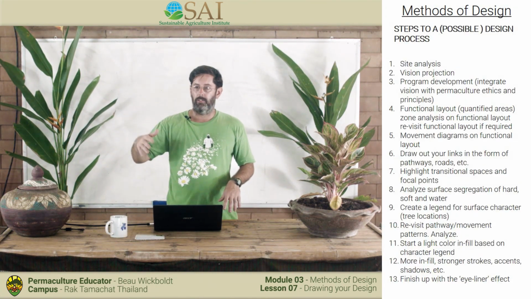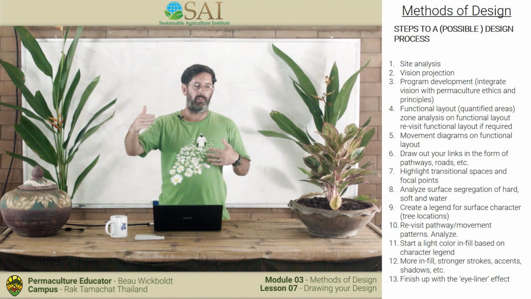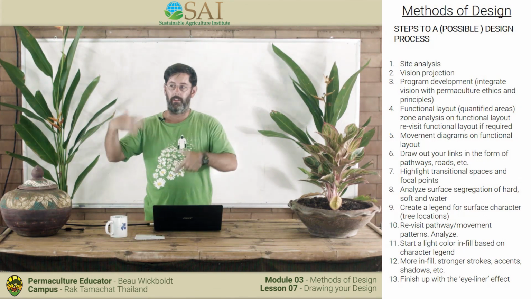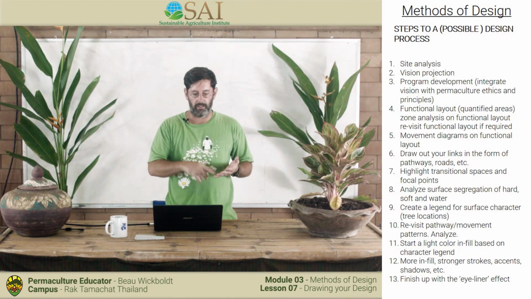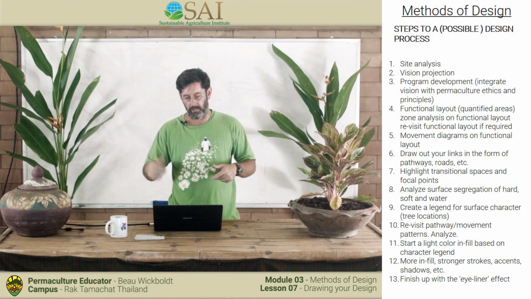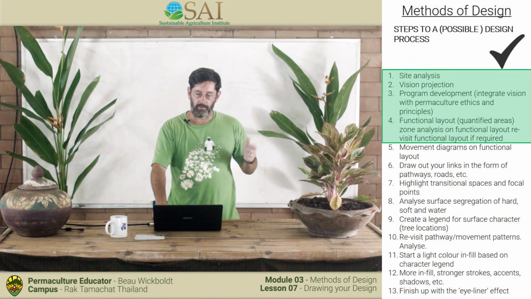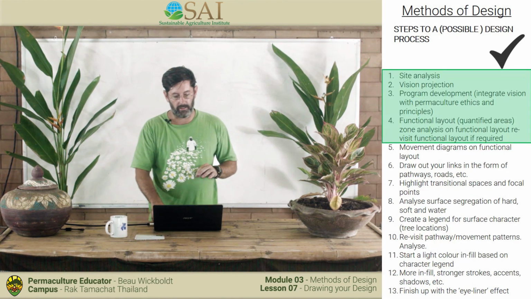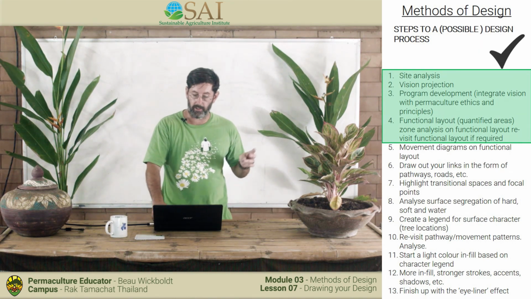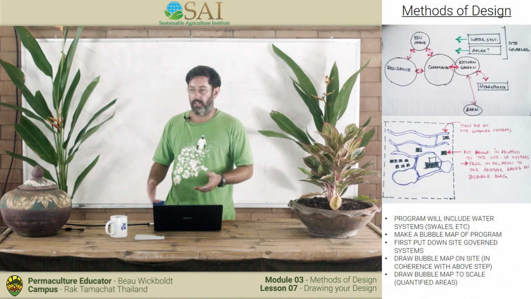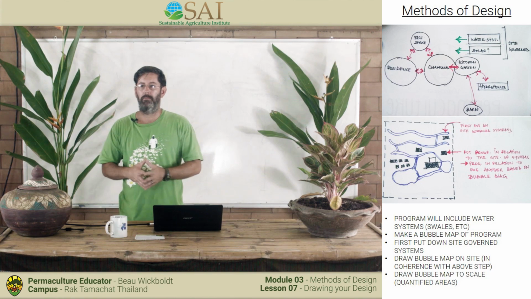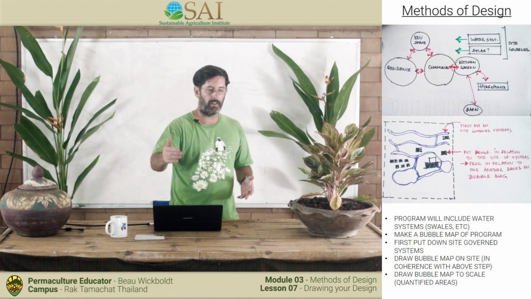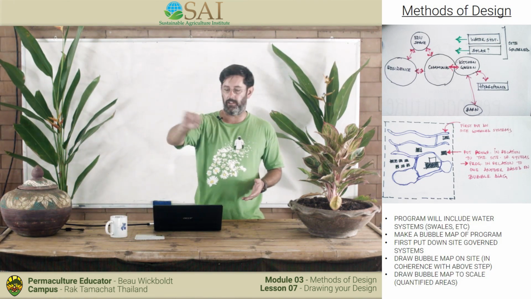So, steps to a design process, a possible process you could use to draw your drawing. We're going to go through site analysis, vision, projections, all the way down to finishing up. Let's first look at the first section, which is site analysis, vision, program development, and functional layouts. Here we go again, same thing we're seeing, bubble diagrams. Utilize your bubble diagram to help you identify connections.